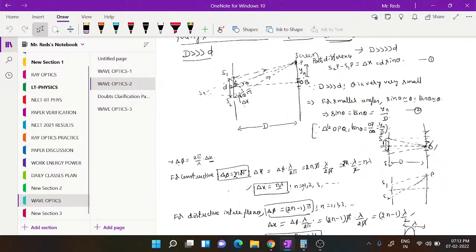For a point P, any arbitrary point, for which the path difference is lambda by 2, where you can take any wavelength, say for example blue wavelength 4000 angstrom units, which represents the wavelength for the blue color, the blue component will be absent and the fringe will appear red in color.